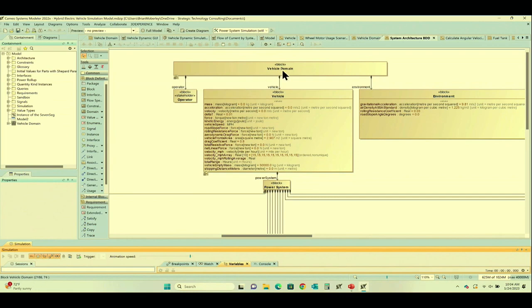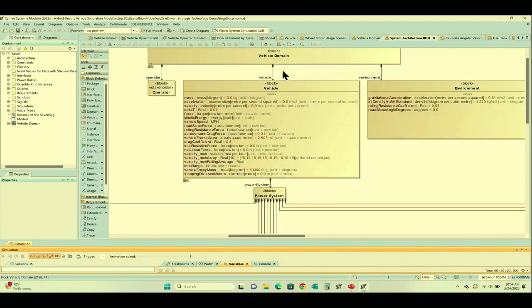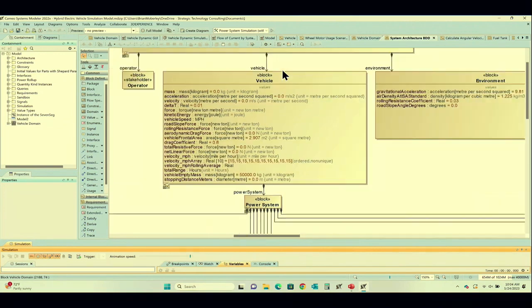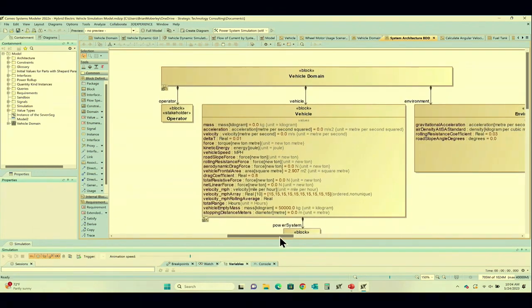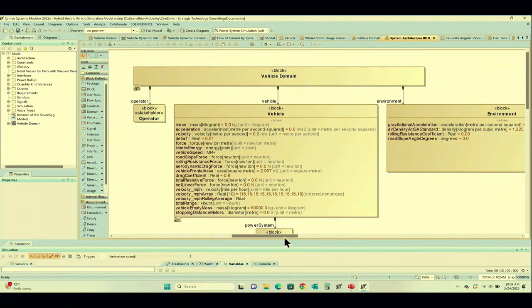If you notice, there's this block at the very top. I'll try to zoom in on this a little bit for you. We've called that the domain, or the vehicle domain. That could also be considered a system context or a vehicle context. So the naming for that is really not important. I wouldn't want you to get too hung up on whether we're talking about a domain versus a system context, because what that's being used to do is encapsulate those three very high-level concepts, which include the operator of this vehicle, the vehicle itself, and then the environment.